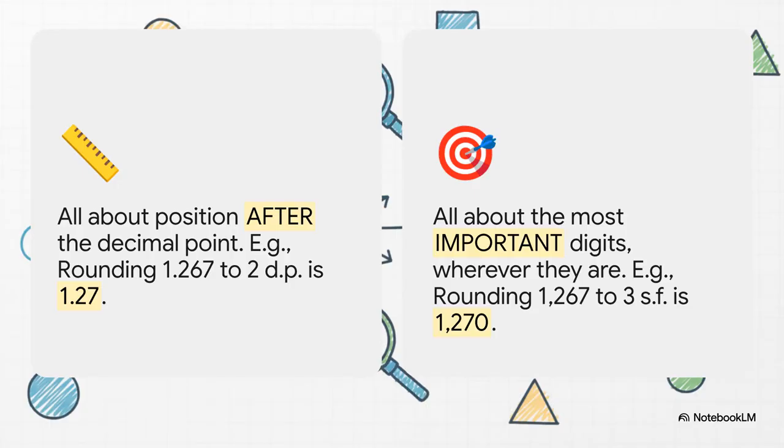Now, your exam will throw 2 main types of rounding at you, decimal places and significant figures. They sound similar, but they're different beasts. Decimal places is easy. It's just about a fixed position after the dot. Significant figures, though, is about the most important digits in the whole number, no matter where they are. So, rounding 1,267 to 3 significant figures gives you 1,270. That 0 on the end is a super important placeholder. Getting this difference is key.